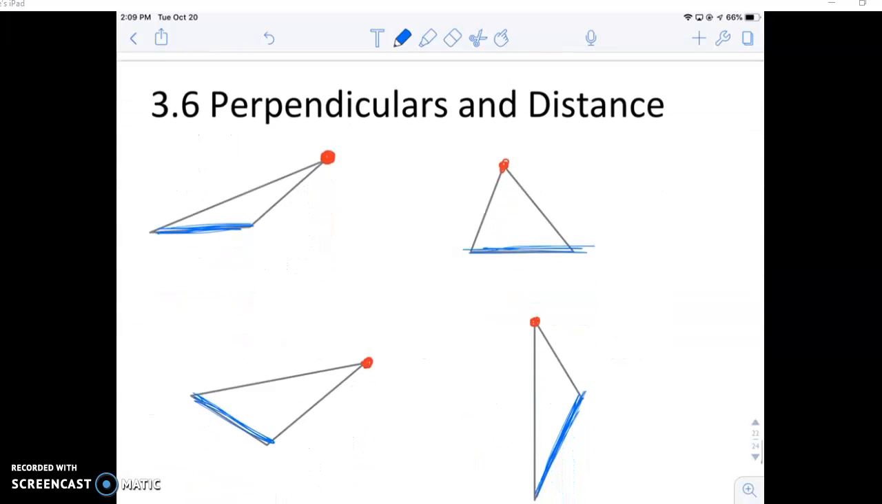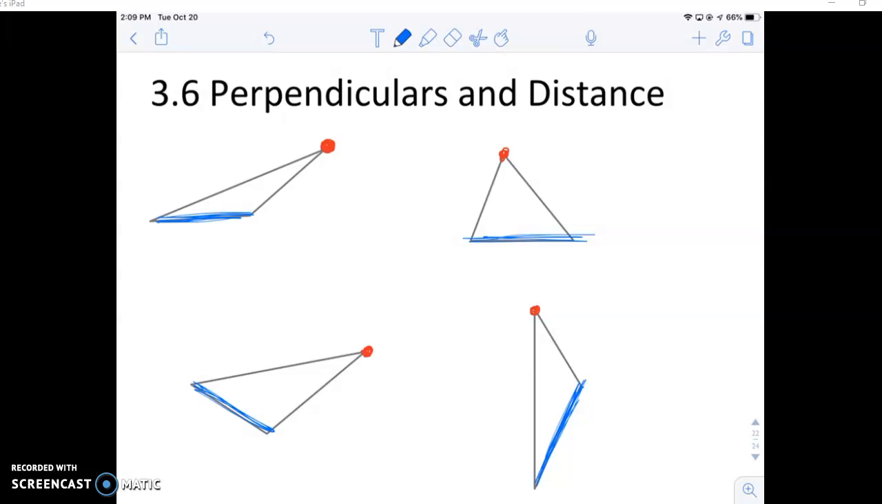Alright, so the other type of question that you'll get, and you'll see a couple of these on the homework, it'll say draw the segment that represents the distance indicated. On your notes you have just 4 triangles like this. I just added the point that we're kind of focusing on and then the line that we're focusing on. If I were to ask you what's the distance between this red point and the blue line?